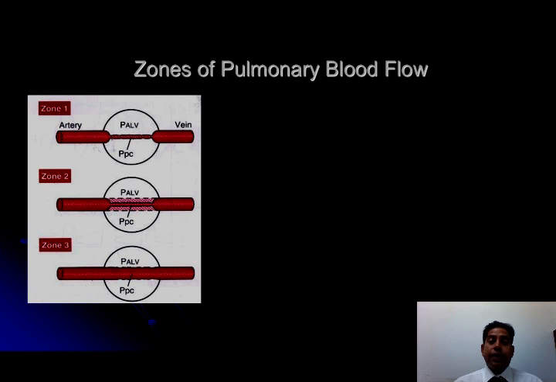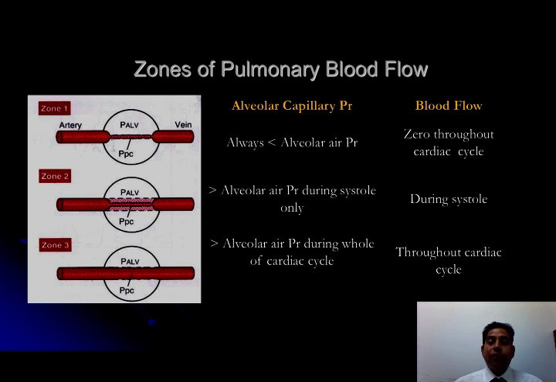Based on this, we will look at the zones of blood flow. In zone 1, we are looking at the alveolar capillary pressure and the blood flow. The alveolar capillary pressure is always less than the alveolar air pressure. So technically in this zone there is zero blood flow throughout the cardiac cycle.